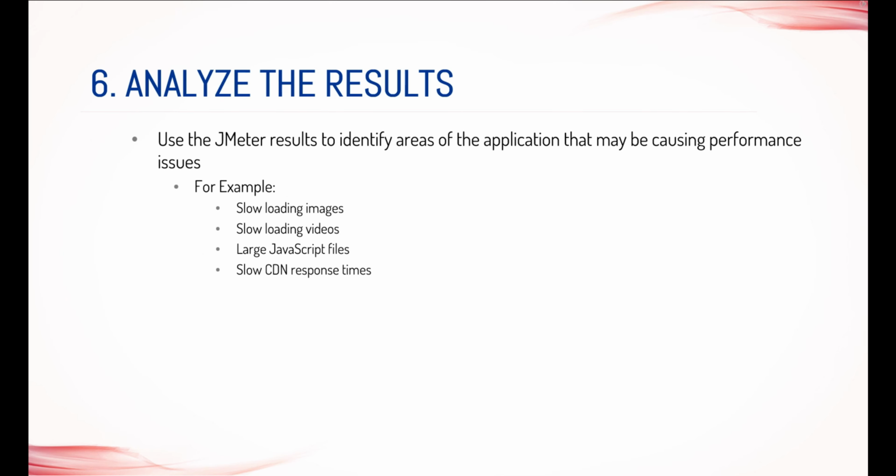Once our test is complete, we would need to proceed with the analysis of the test. So, we use the JMeter results to identify areas of the application that may be causing performance issues, for example, slow loading images, slow loading videos, large JavaScript files, and slow CDN response times.